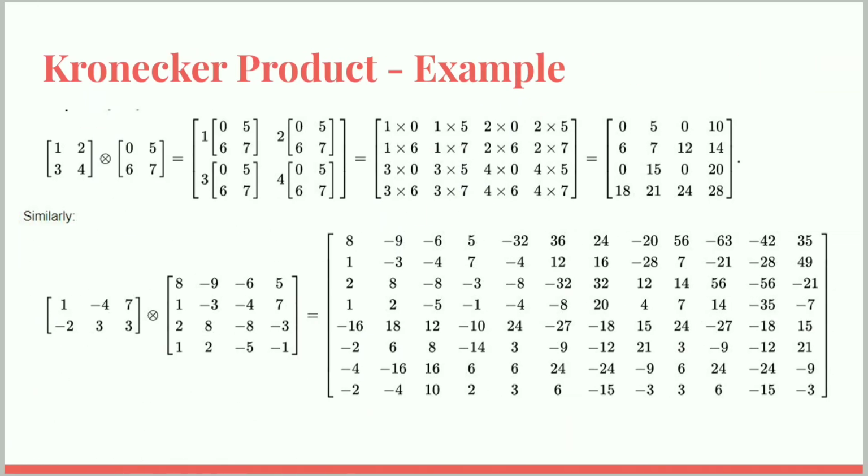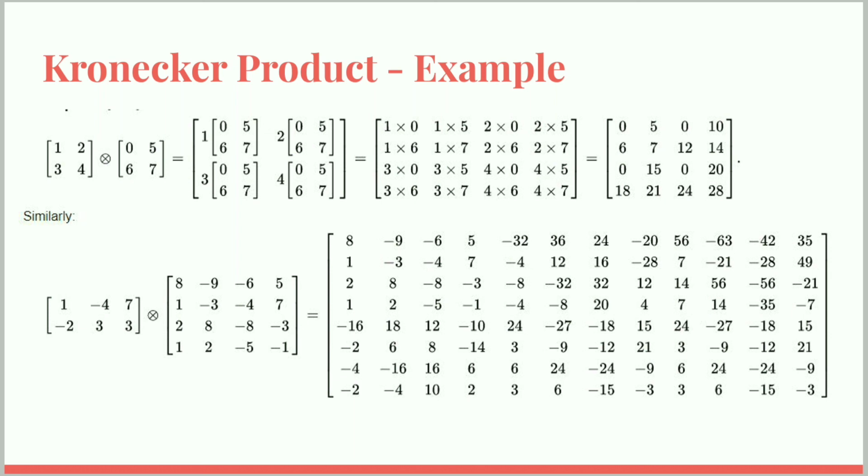Matrix A is denoted here as 1, 2, 3, 4 and matrix B is denoted as 0, 5, 6, 7. So the Kronecker product is obtained by multiplying 1 with 0, 5, 6, 7, 2 with 0, 5, 6, 7, 3 with 0, 5, 6, 7 and 4 with 0, 5, 6, 7. Here A and B are both 2 by 2 matrices. So therefore the Kronecker product matrix will be a block matrix with dimension 4 by 4.